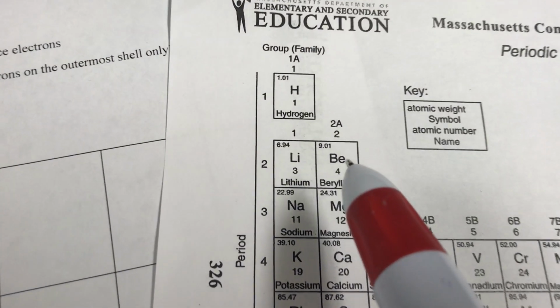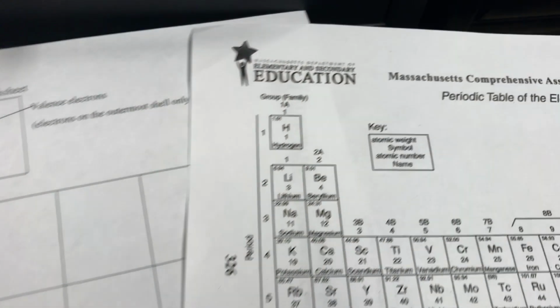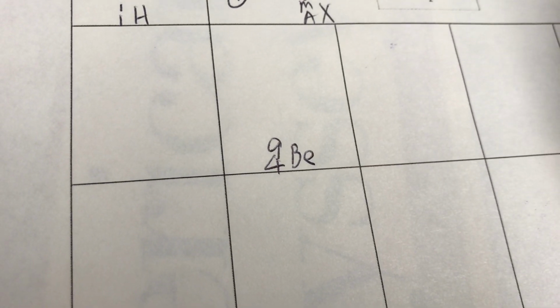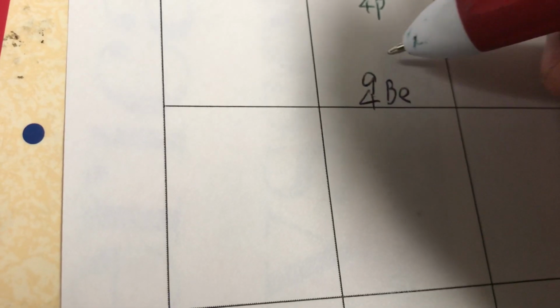Now we're gonna do beryllium. The beryllium is 9.01 and 4, Be. So we first write down the mass number. So 9.01, if you round it, the mass number will be 9. And then the atomic number will be 4, and then Be. And second is the neutron and the proton. So we're gonna have 4 protons because of the atomic number, and neutrons will be 9 minus 4, 5.